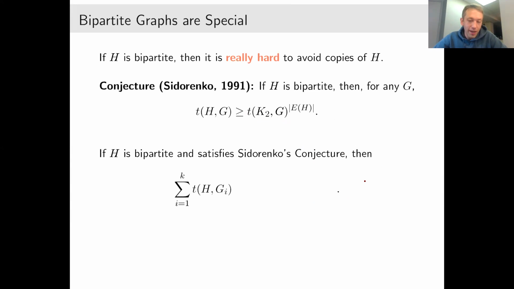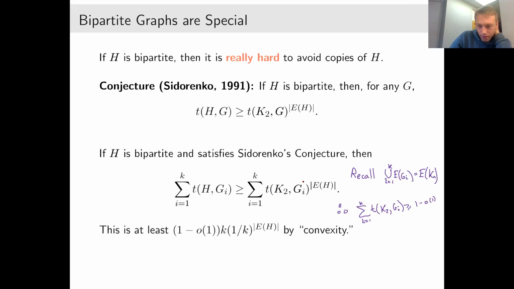From this, we can get that any graph that satisfies Sidorenko's conjecture is automatically k-common for every value of k simultaneously. Here's the proof. It's just a simple convexity argument. If H satisfies Sidorenko's conjecture, we start with the number of monochromatic copies written as this sum, remembering that Gi is a coloring of the complete graph. We apply the bound in Sidorenko's conjecture to each summand, and then we just apply convexity.